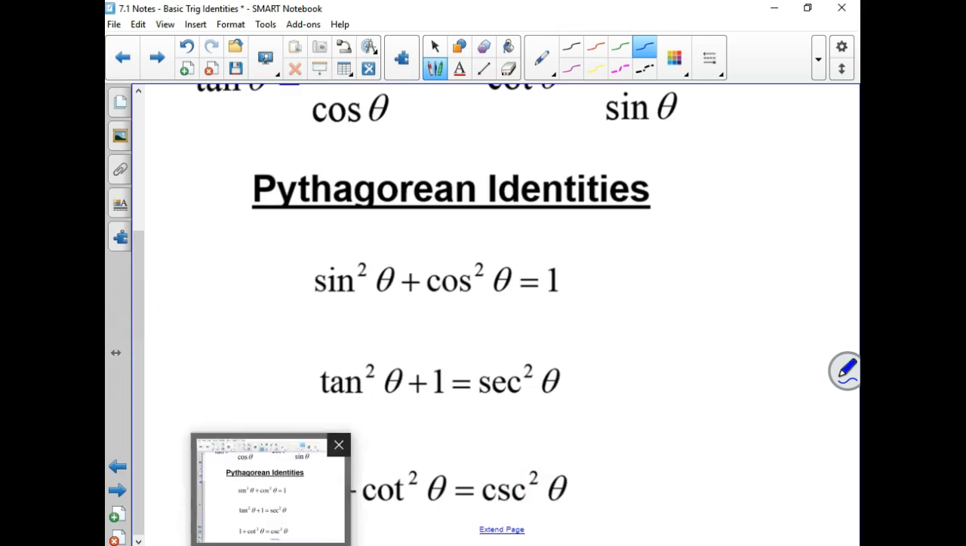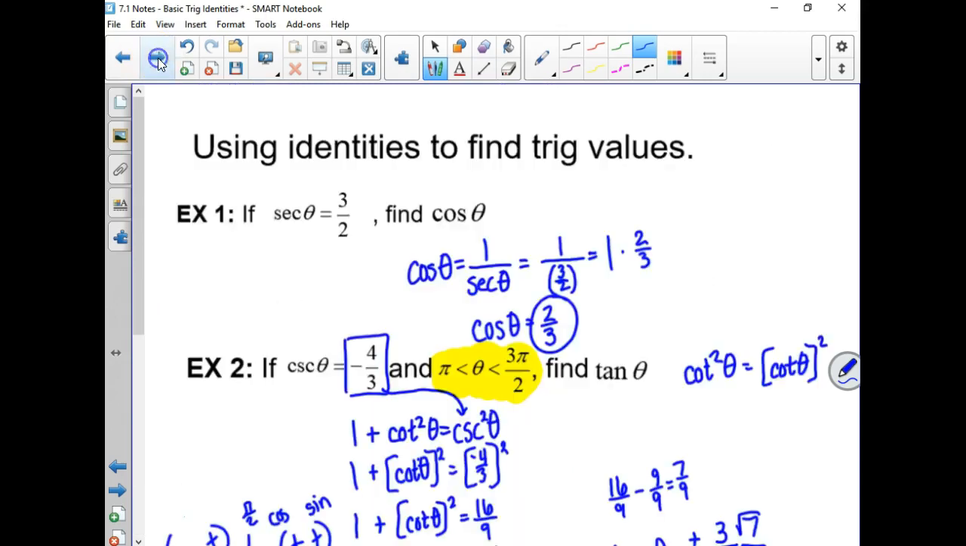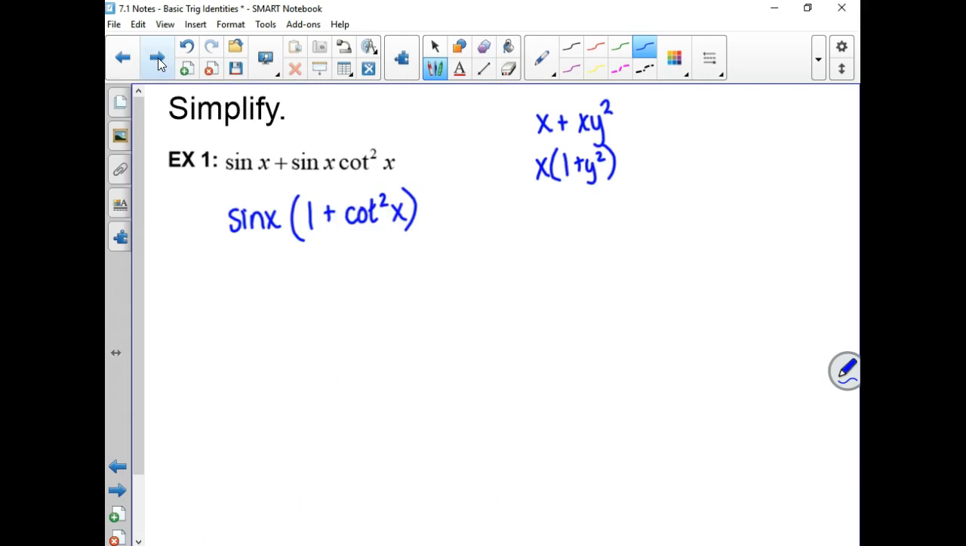So, if I go back to that problem, I can replace 1 plus cotangent squared theta with cosecant squared theta. Actually, x's, we're using x's here, not thetas. So, now, cosecant, I know that is 1 over sine. So, sine x times 1 over sine squared x would look like this.